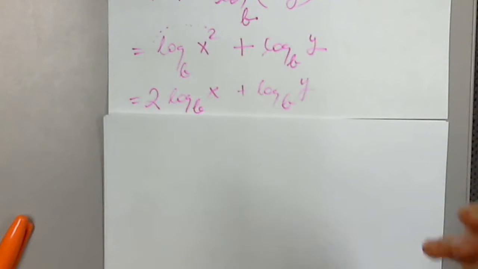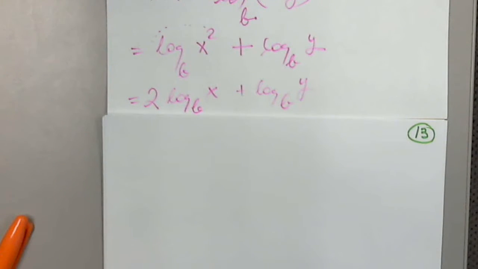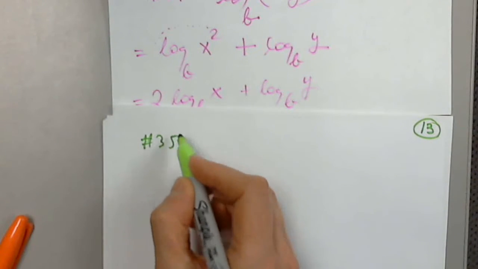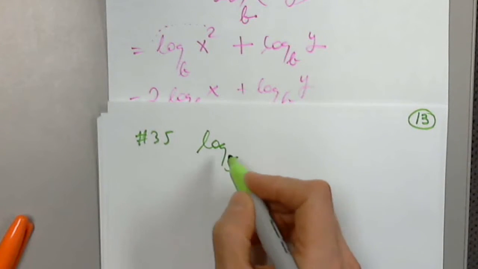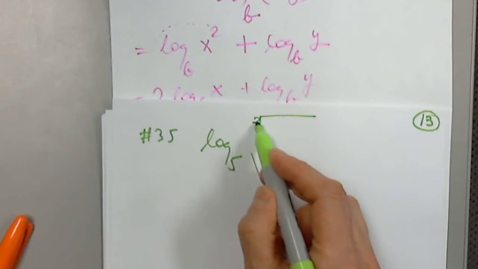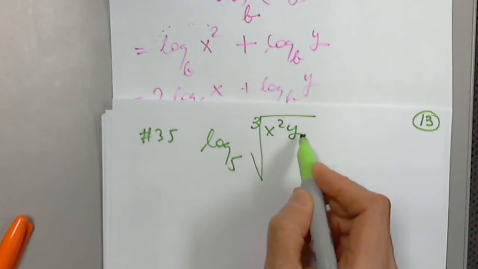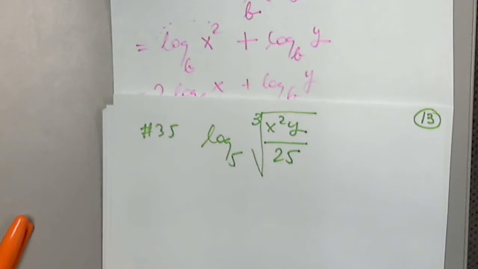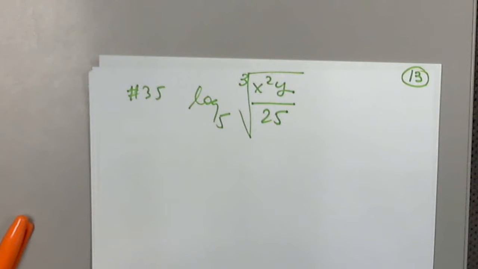So let's look at another one. Any questions for me? Please stop me if you have any questions. Any questions? Okay, so let's look at another expanding. Yes, 35. If you want to choose, feel free. Log base 5 of the cube root of x squared y divided by 25. Again, we are asked to completely expand this to the simplest possible logs and simplify if possible.